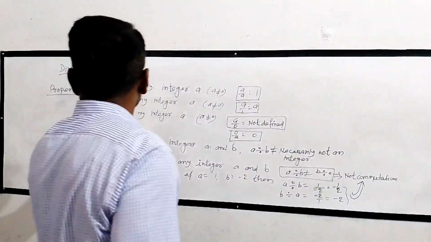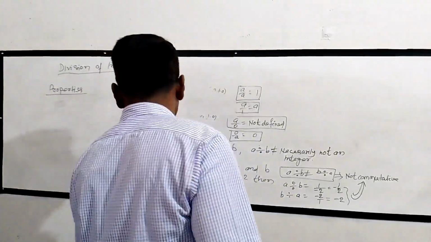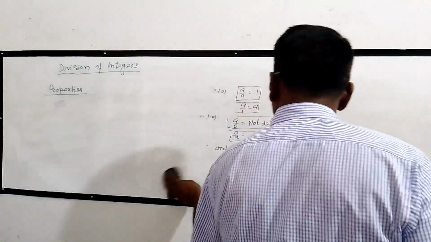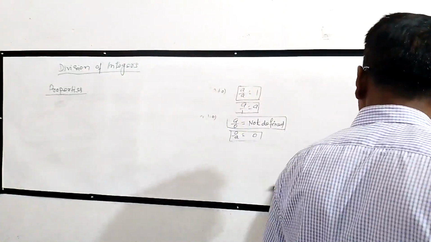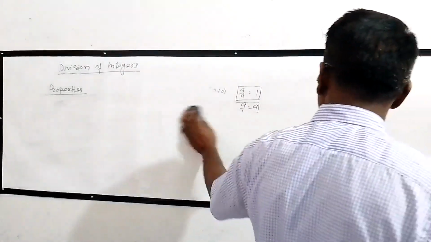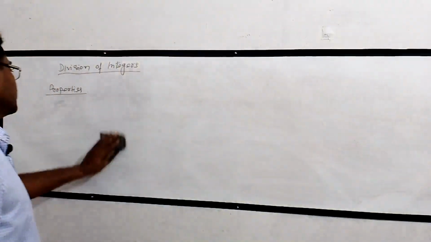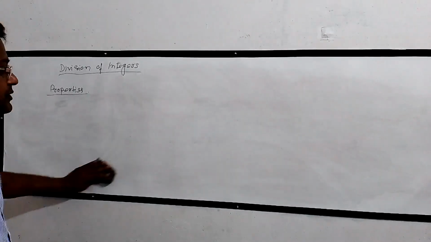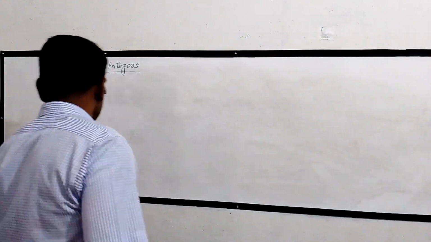Next property, the next one is the associative property. You will find here that the division of integers is not associative. Division of integers is not associative.